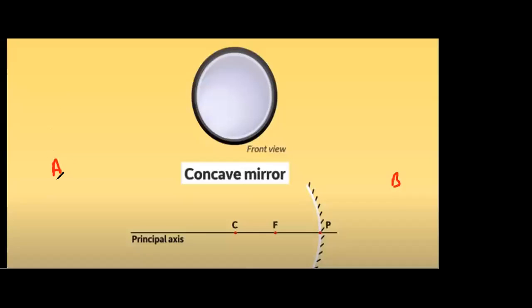Because light will come from side A. Agree? Now, when you talk about side A, you can see we have 2 points: the center of curvature and the focus. So don't you think that side A is actually divided into 3 parts? Tell me, side A is actually divided into 3 parts.